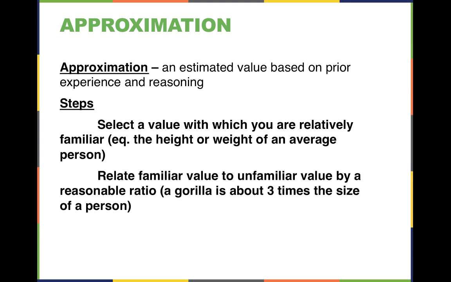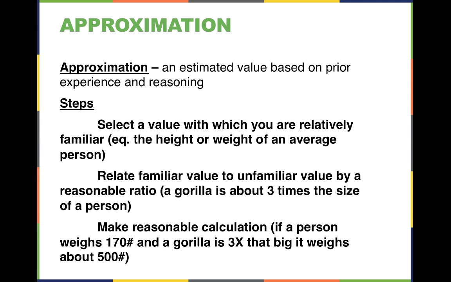So for example, if you're trying to estimate the weight of a gorilla, you would say that a gorilla is about 3 times as big as a person. You know that a person weighs a certain amount, and you use that relationship to estimate the weight of the gorilla. So the gorilla is about 3 times as big as a person, and people weigh about 170 pounds, and so that gorilla must weigh about 500 pounds. So that's how we do approximations.